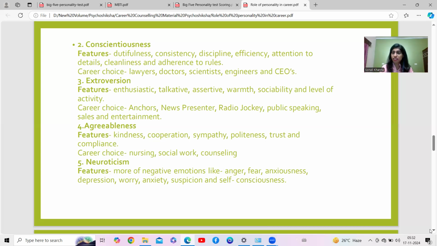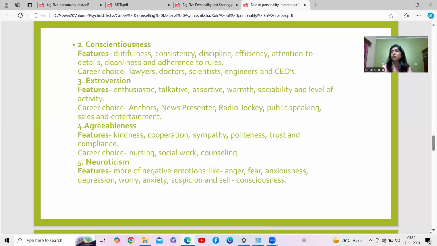The last is neuroticism. N stands for neuroticism. The features are more negative emotions like anger, fear, anxiousness, depression, worry, anxiety, suspicion, and self-consciousness. Apart from that, there is no occupation for neurotic people, because a negative trait stands out and we cannot find any occupation that fits a negative trait. It is one of the negative traits a person can have.